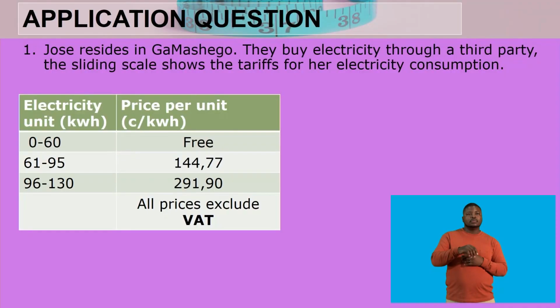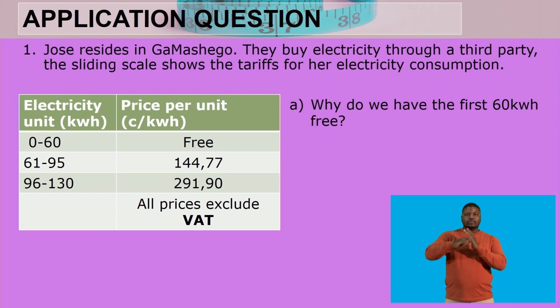Welcome back. Now we are continuing with our application section. The first question is, Jose resides in Ramasheru. They buy electricity through a third party. The sliding scale shows the tariff for the electricity consumption.